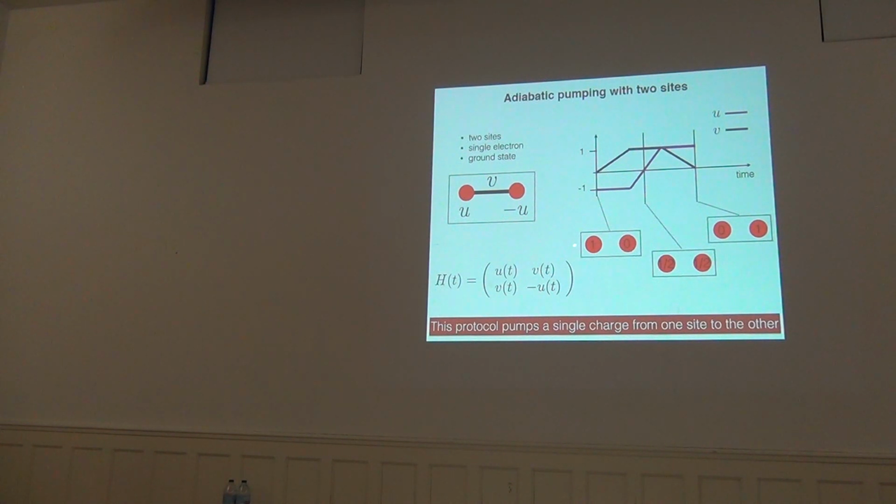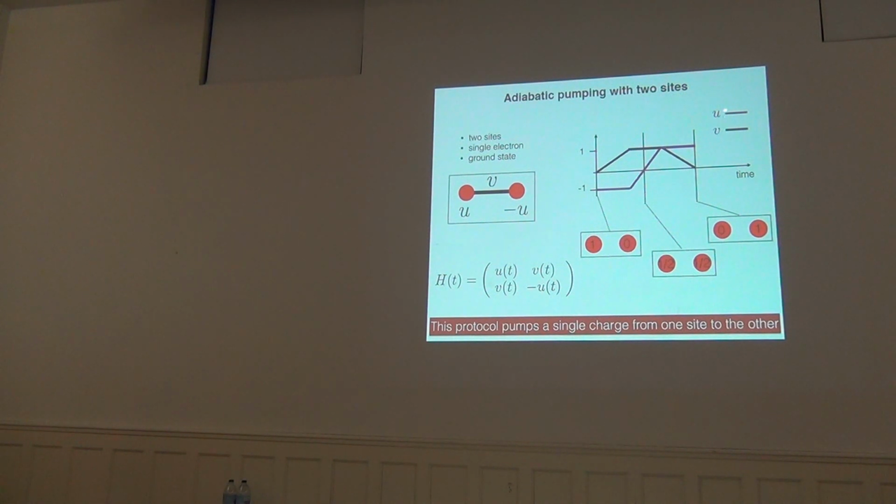This is elementary, but nevertheless, let me just go through this. So this is my initial configuration. I have one electron on the left and 0 on the right, and I want to end up pumping a single charge to the right, to the other dot, the right dot. And I'm illustrating the scheme here.